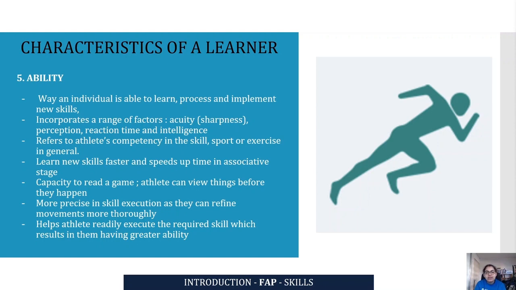This is where athletes can view things before they happen, and more precisely, this is where the anticipation comes in. If you have the ability to start anticipating things from that cognitive learning level, you'll be able to progress through to the autonomous level faster. And then at the autonomous level, you would have already developed that skill of being able to adapt in new situations. So we're more precise in skill execution as they can refine movements more thoroughly, and it helps athletes readily execute the required skill, which results in them having greater ability as well.